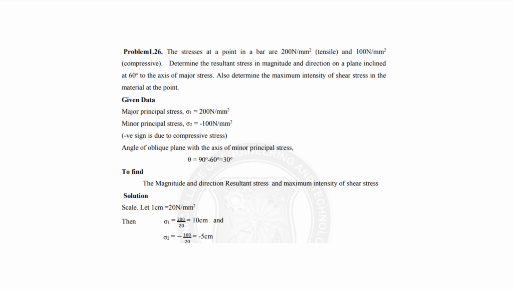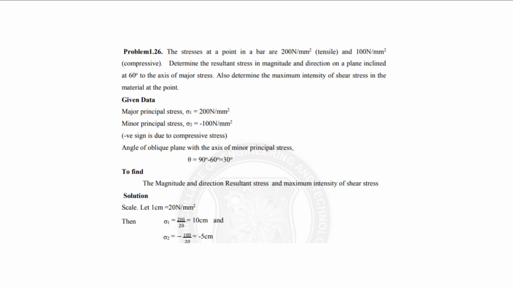And the second problem: the stresses at a point in a bar are 200 Newton per mm square tensile and 100 Newton per mm square compressive. Determine the resultant stress in magnitude and direction on a plane inclined at 60 degrees to the axis of major stress. Also determine the maximum intensity of shear stress in the material at the point. Given data: major principal stress sigma 1 is equal to 200 Newton per mm square, sigma 2 is equal to minus 100 Newton per mm square, and angle theta is equal to 90 degrees minus 60 degrees, which is 30 degrees. To find the magnitude and direction of the resultant stress and the maximum intensity of shear stress.